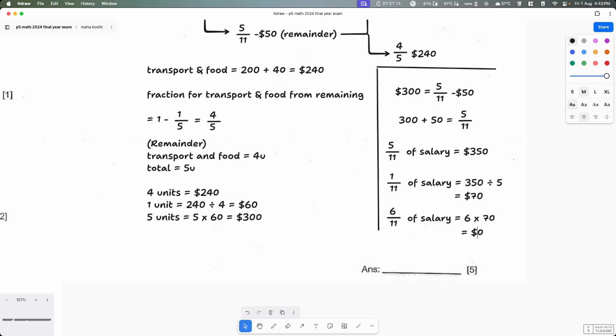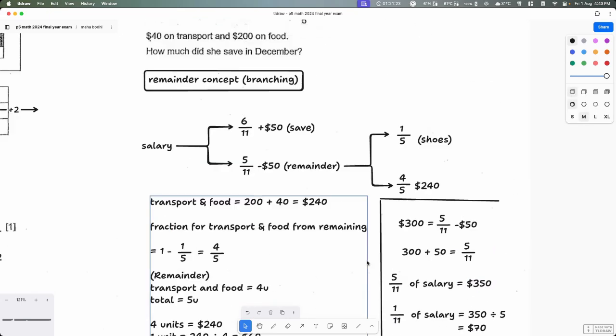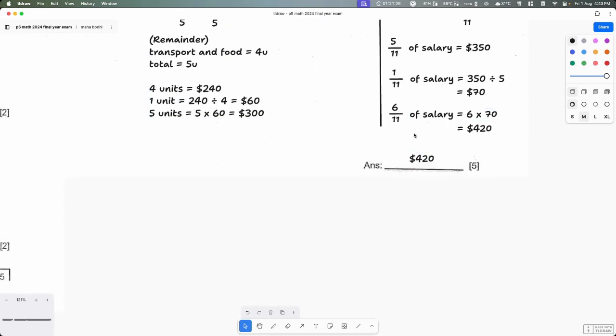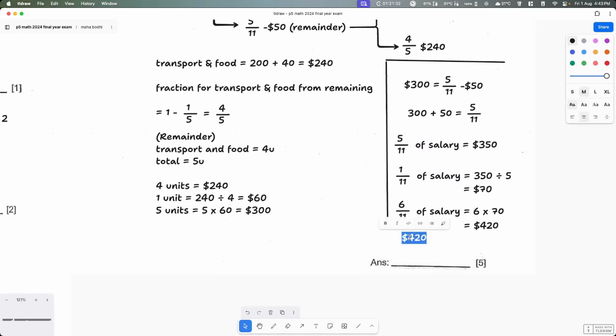So $420, and that's it. So the answer to this is $420. We were looking for how much she saved. But is it 420? You see, plus $50. So in this case, she saved in December 420 plus 50, and this will become $470 over here. All right, there you go. So the answer to this is 470.